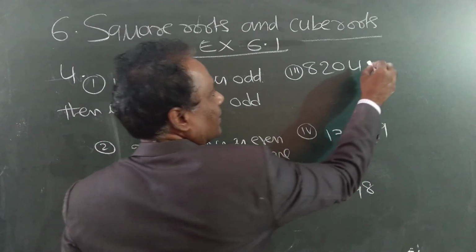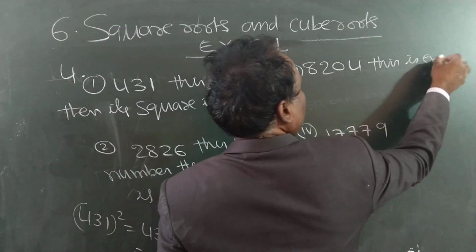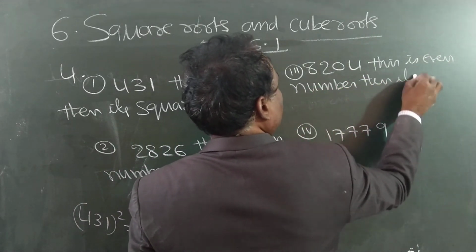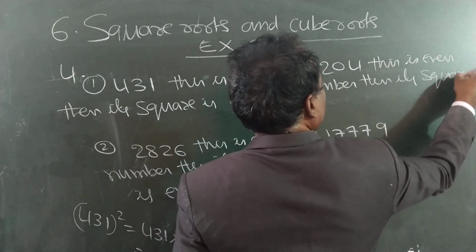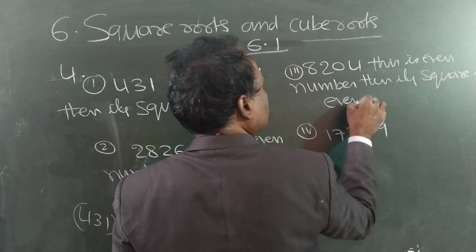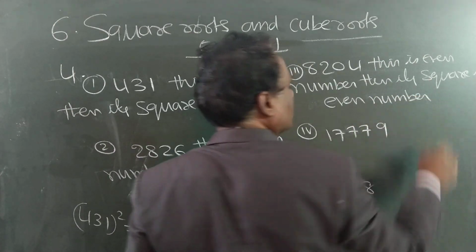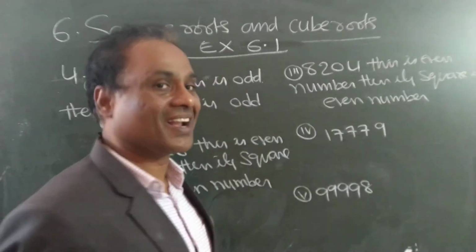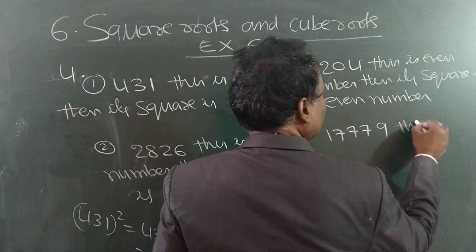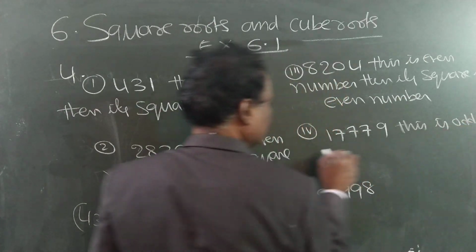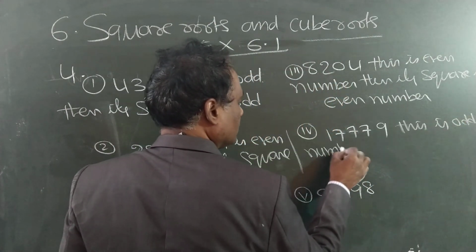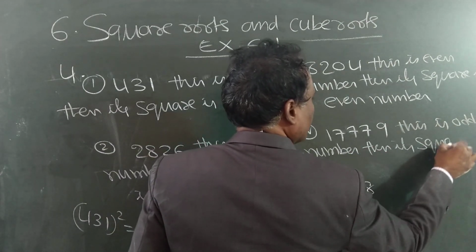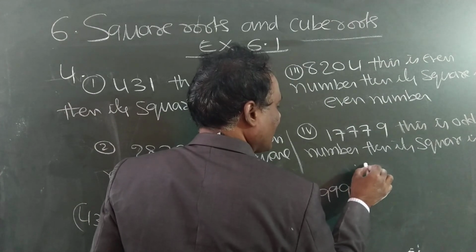Now this is an even number, then its square is an even number. That's all. This is an odd number. 9 is an odd number, so its square is also an odd number. This is an odd number, then its square is an odd number.